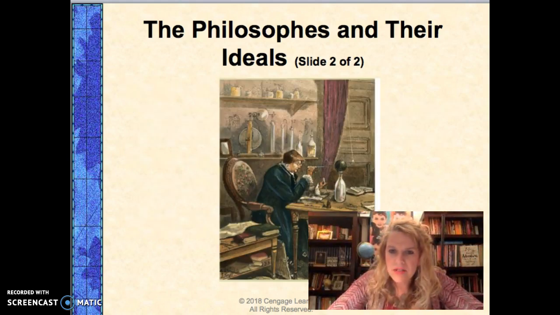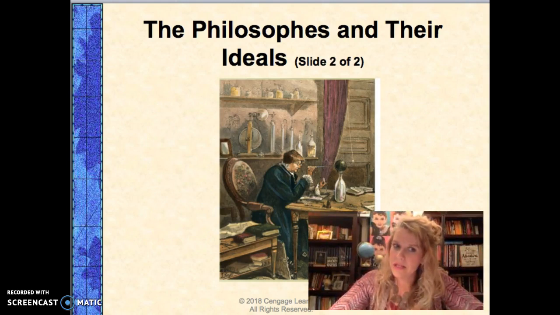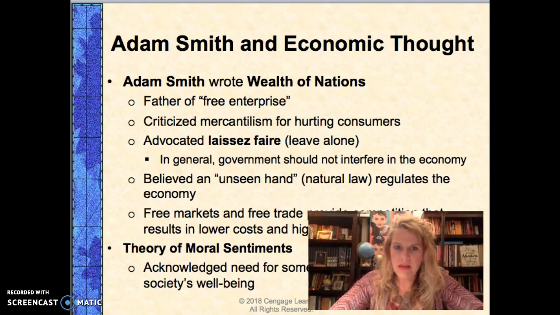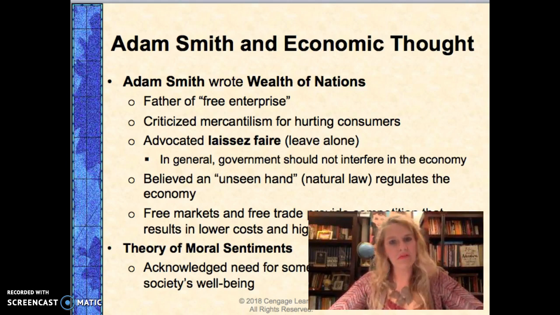Okay, here is Thomas Jefferson. I'm sorry, that's not Thomas Jefferson. That would be Benjamin Franklin. Adam Smith in the economic thought. He wrote The Wealth of Nations. He talked about free enterprise, free trade, laissez-faire, leave it alone, the unseen hand, natural laws of the economic market.